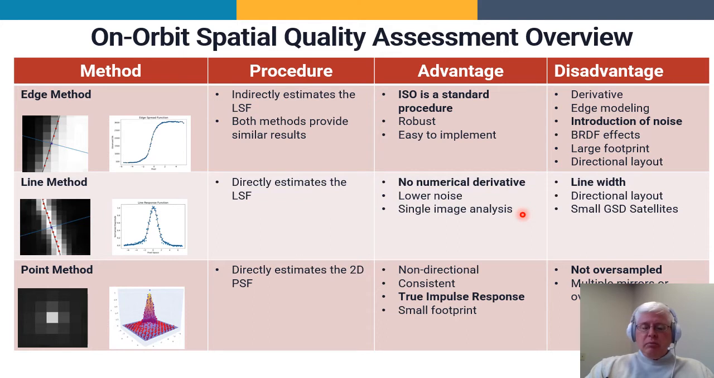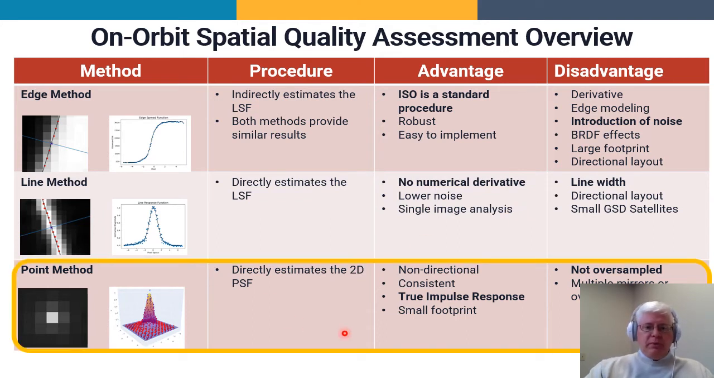really clean information. So what we want to talk about here is the point method, which is what we're introducing to the new toolkit. So the edges and lines are great and will continue to be used, but the point methodology also provides a lot of advantages, including omnidirectional sampling and also the ability to provide a true impulse response. So let's get into that.